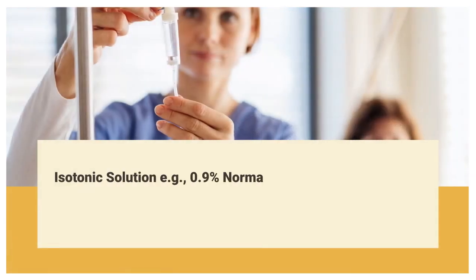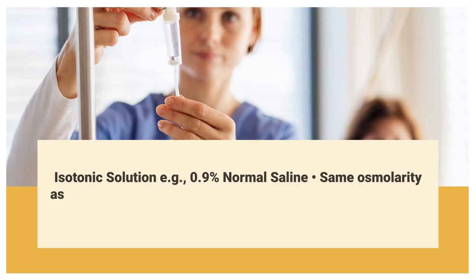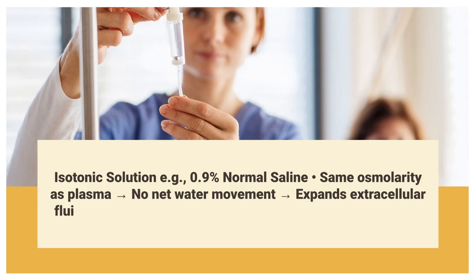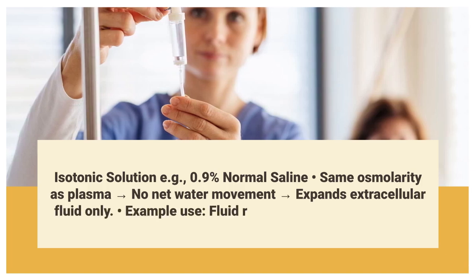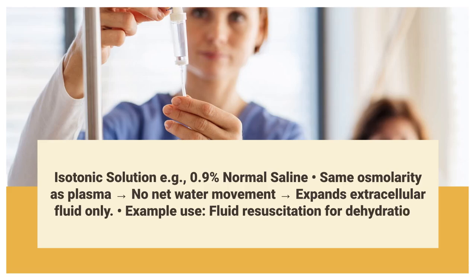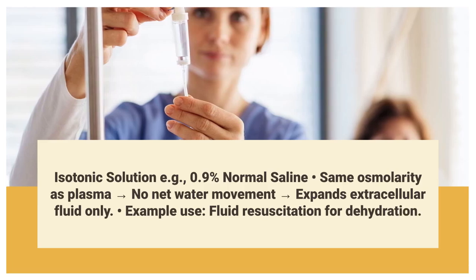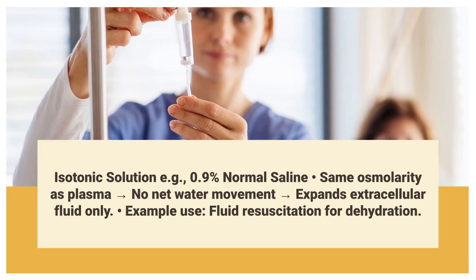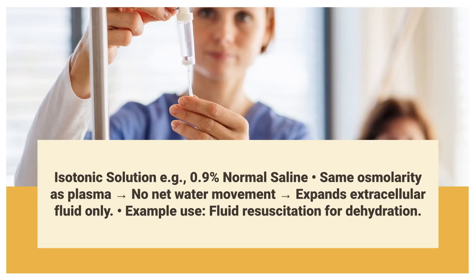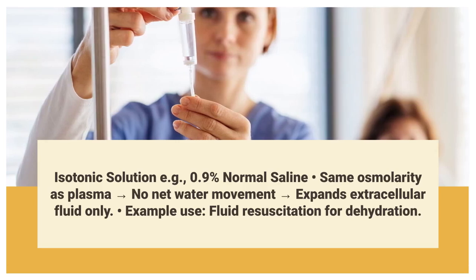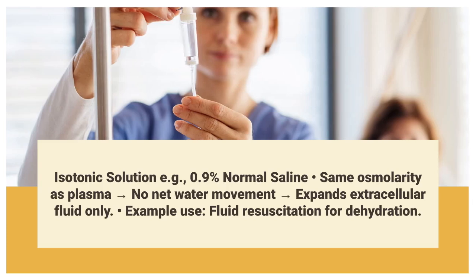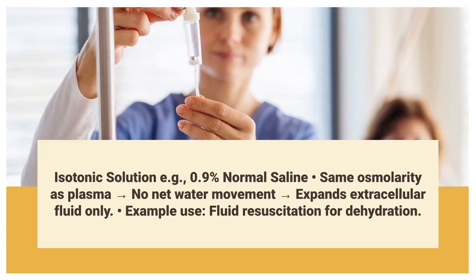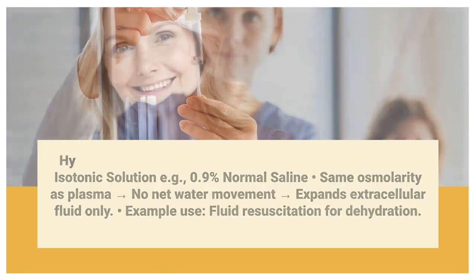Isotonic solution, which is 0.9, usually normal saline. This has the same osmolarity as plasma, so there's no net water movement. It only expands the extracellular fluid. So 0.9 normal saline, it's at the same level as the human body, so this is mainly for hydration, fluid resuscitation, or basically to reverse dehydration.